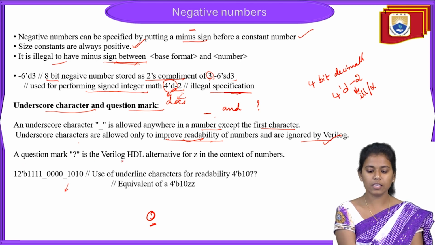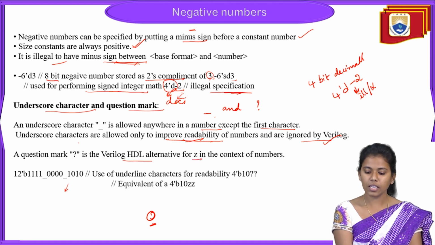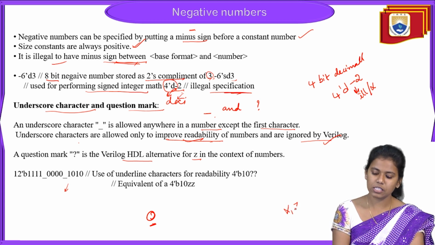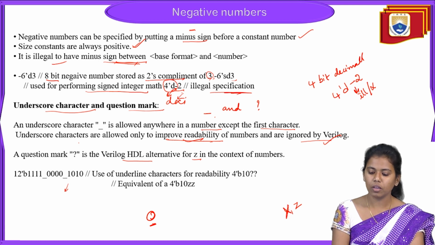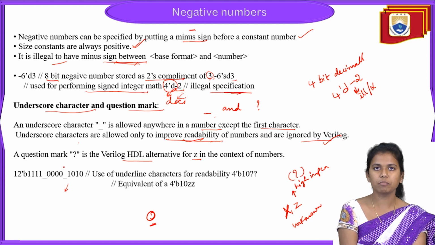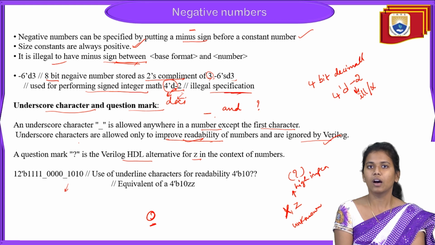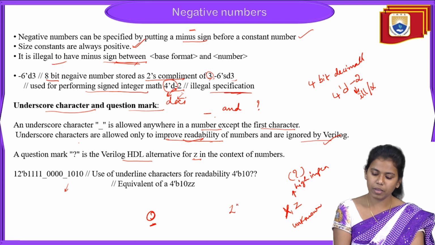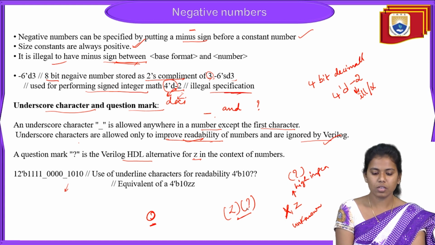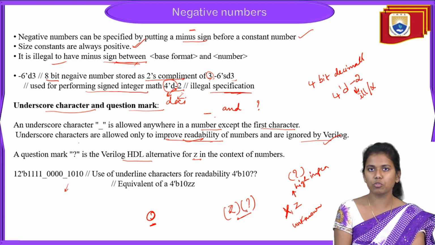Next, a question mark is a Verilog HDL alternative for Z in the context of numbers. In the previous slide, we discussed X and Z values, right? X value is an unknown value and Z value is a high impedance value. So this question mark can be used as an alternative for Z in the context of numbers. That means we can make use of Z or else the question mark.